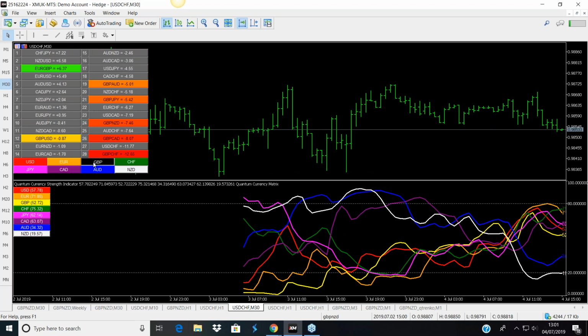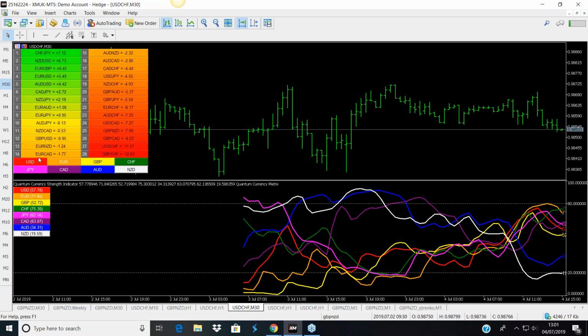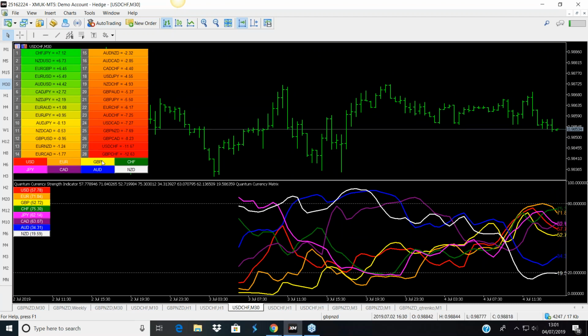Let's just pop that up. Let's take that back there. You can toggle the individual currencies on and off.